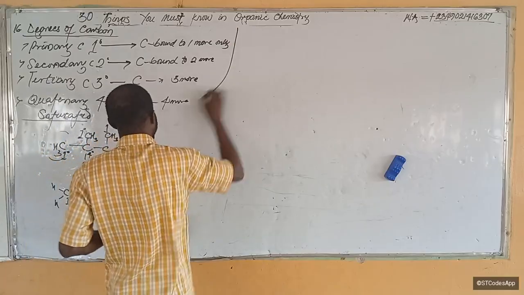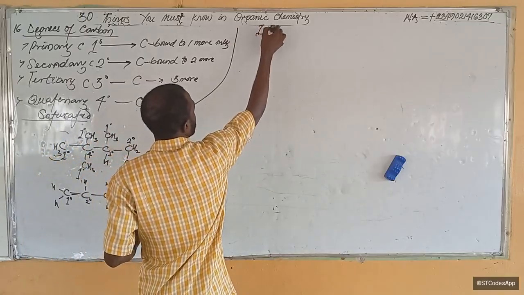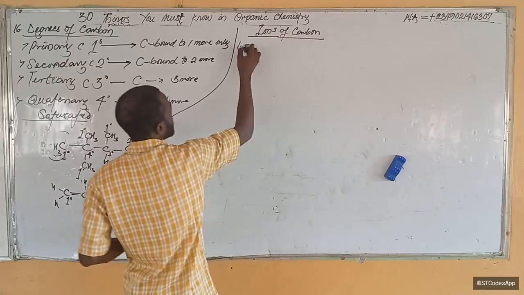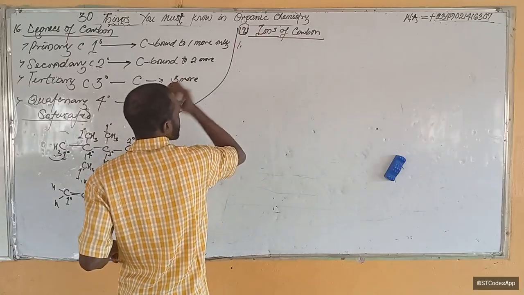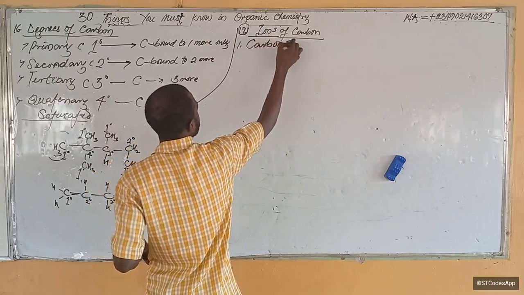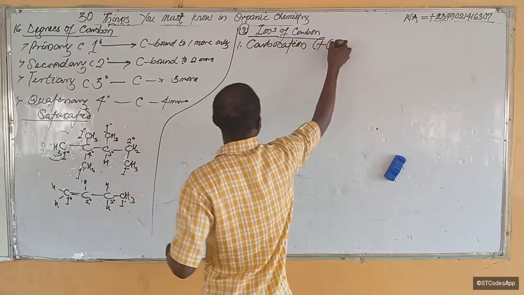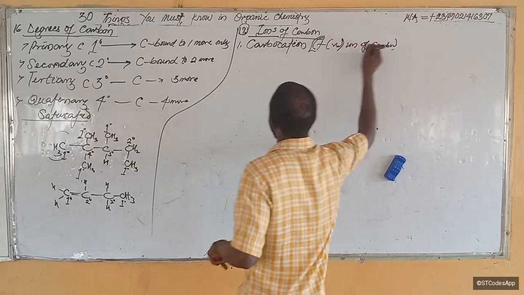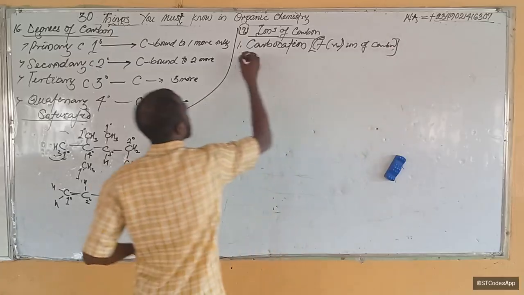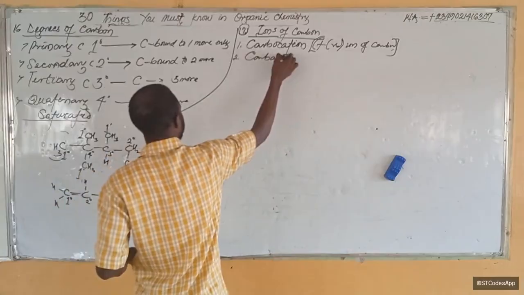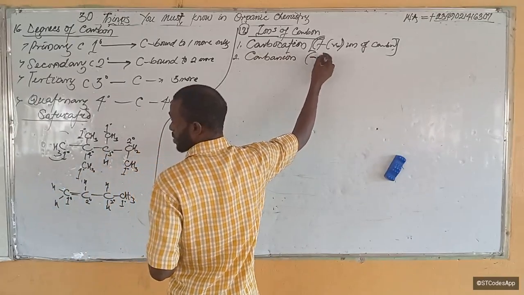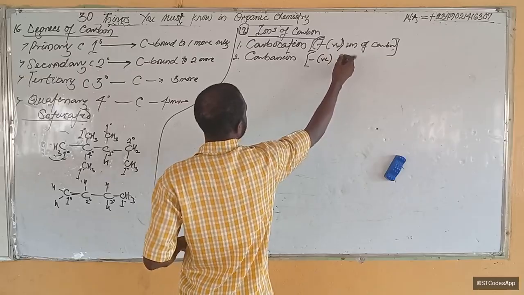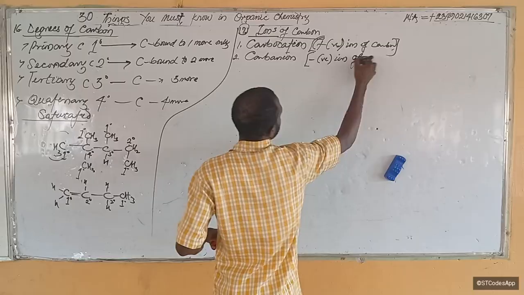Now, what's the use of this? The use of this is in ions. Ions of carbon. There are 2 ions of carbon. So this is number 17. We have the carbocation, which is the positive ion of carbon. And the second one is the carbanion, which is the negative ion of carbon.